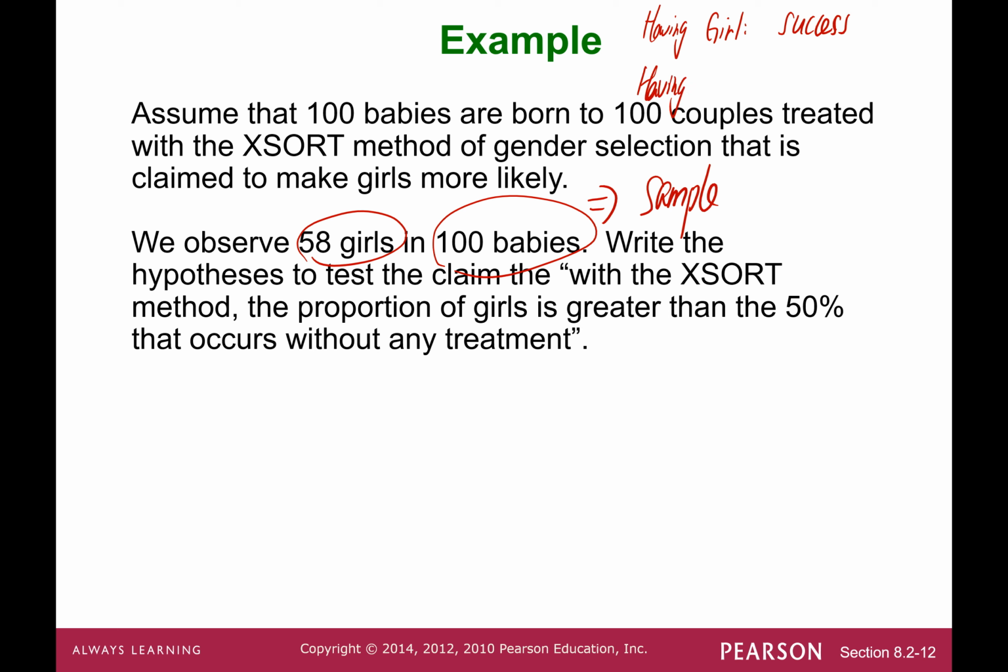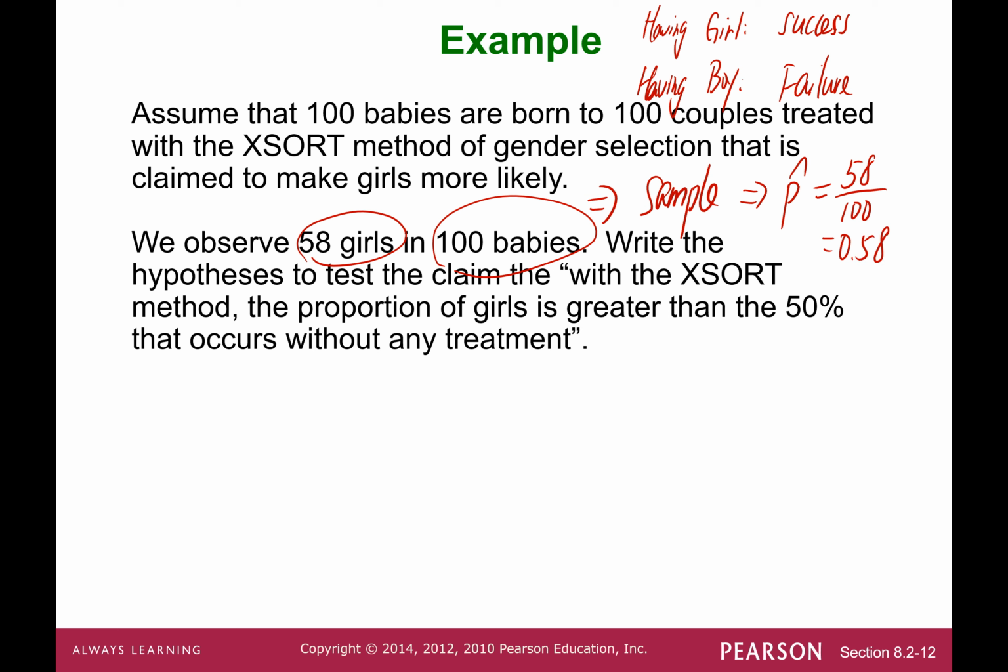Having a boy, a failure event. And they are neutral, right? Success and failure are neutral terms. So now here we have 100 newborn babies. Definitely is a sample. So in this case, we know that sample proportion p hat equals 58 over 100. So this turned out to be 0.58.